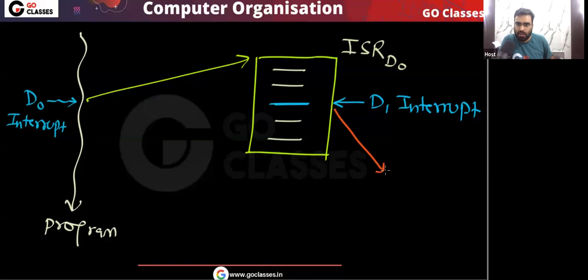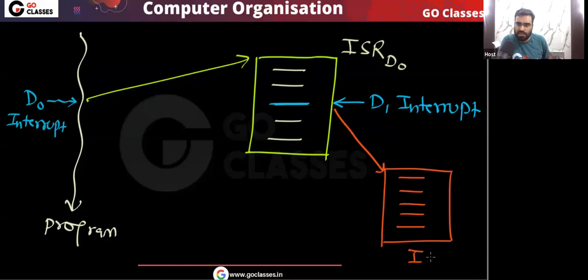CPU will jump to the ISR of D1. This is the ISR of D1, the interrupt service routine of D1. So this is one solution. Is this clear? This is solution one for nested interrupts.